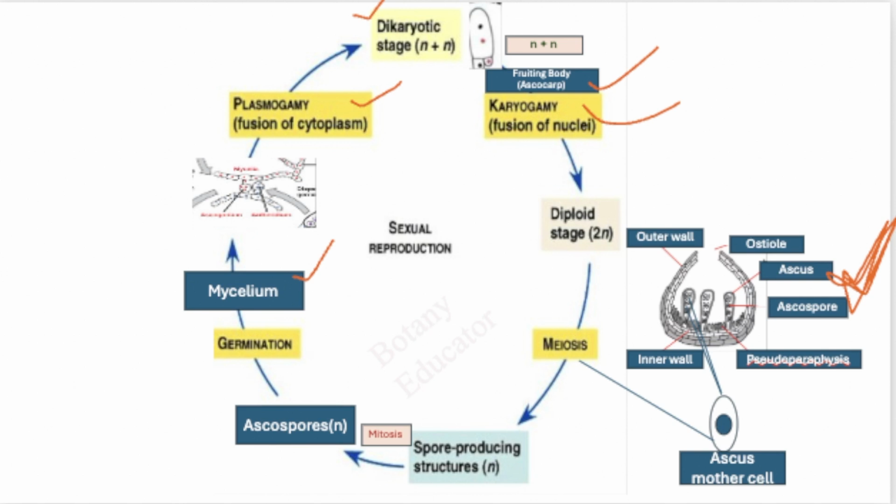From a diploid structure how many haploid structures are formed? Through meiosis four haploid structures are formed. So, for the formation of 8 ascospores, we have to undergo mitosis. Through mitosis, 8 ascospores are formed.